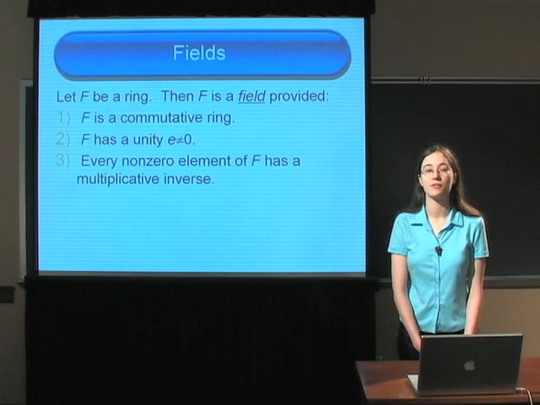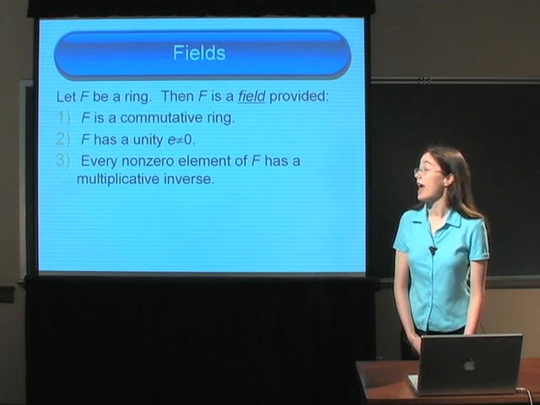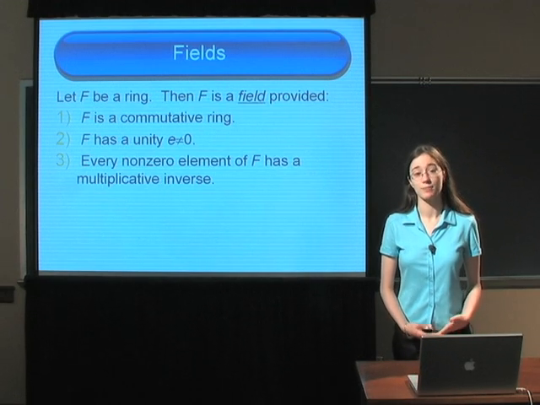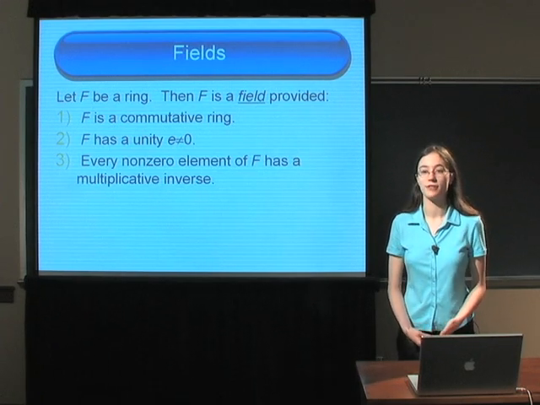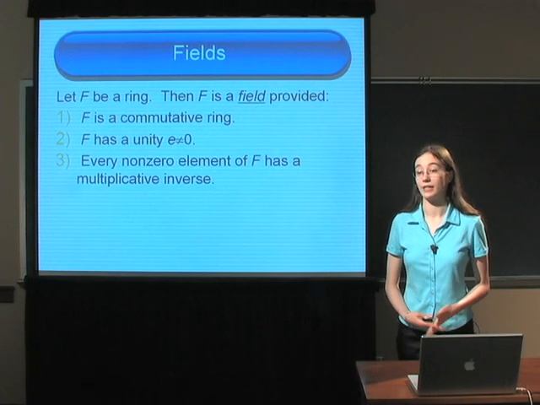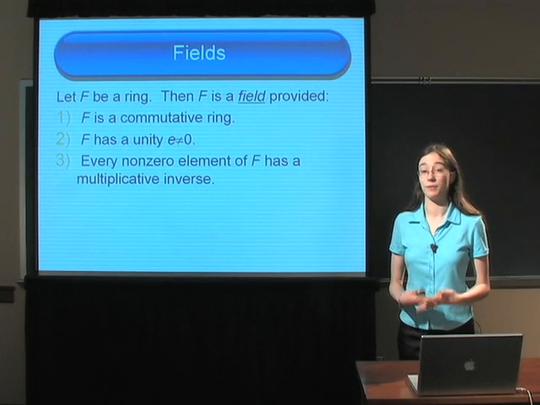Next definition we'll need to examine our theorem is that of a field. Let F be a ring, then F is also a field provided that F is a commutative ring, meaning that it has multiplicative commutability. If F has a unity, 1 not equal to 0, meaning that F has a multiplicative identity, and if every non-zero element of F has a multiplicative inverse.